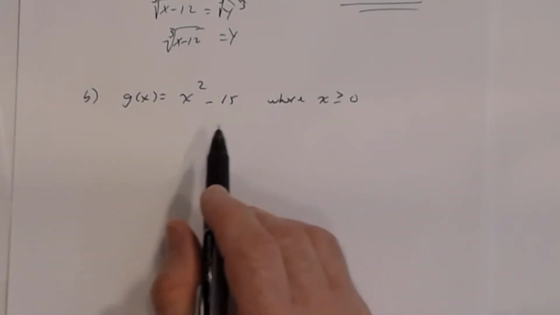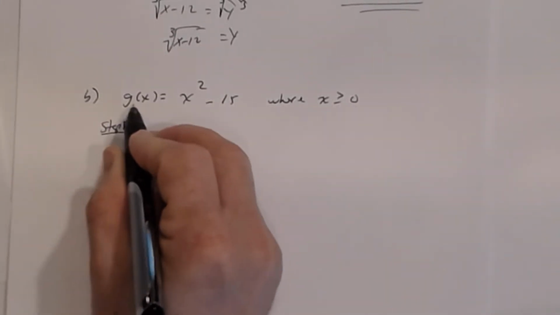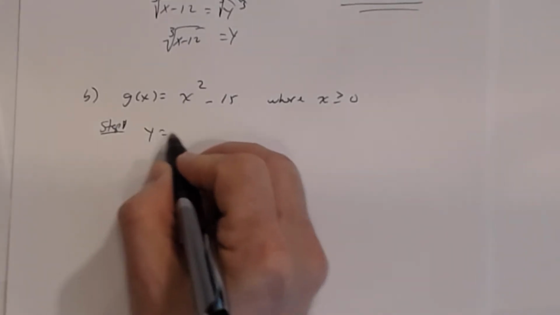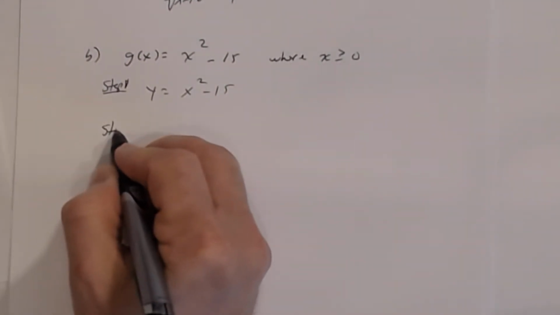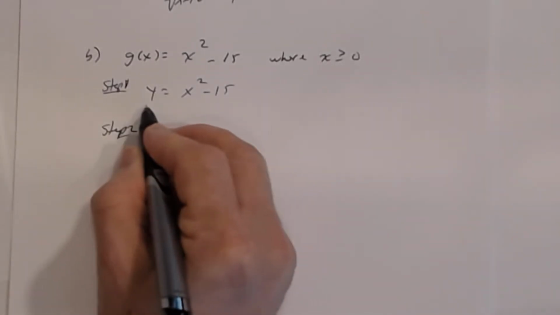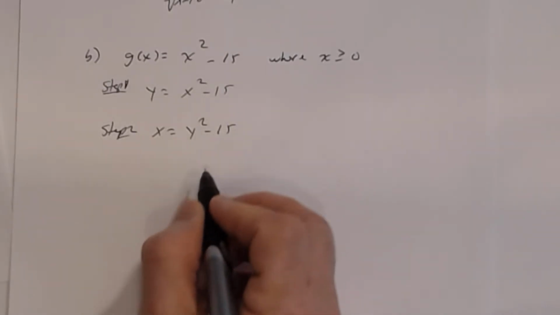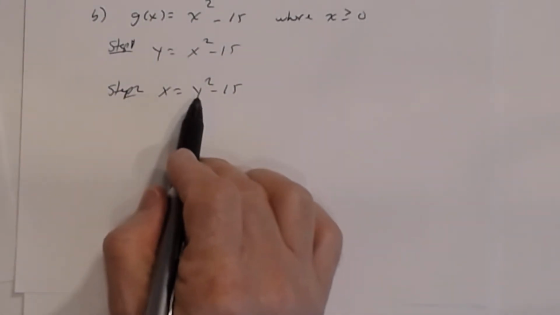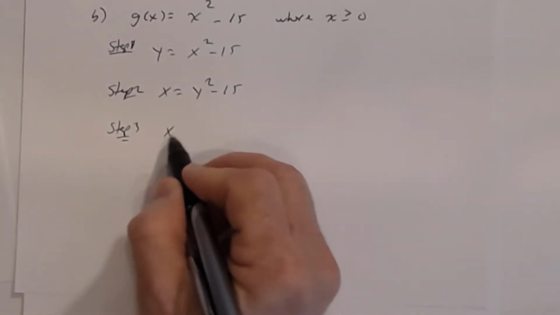All right, so let's do this algebraically. Step 1: replace g of x with y. So y equals x squared minus 15. Step 2: interchange the variables. So x equals y squared minus 15. Step 3 is to get y by itself, solve for y. So we go ahead and rewrite this over.